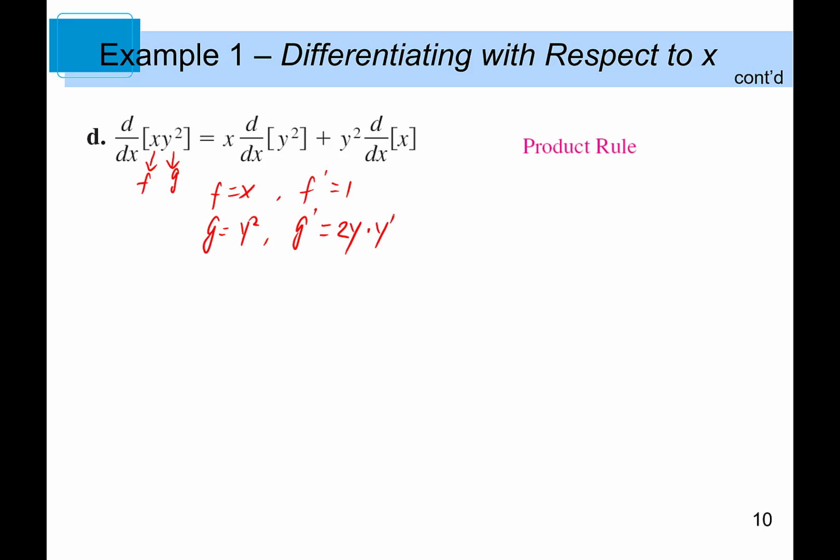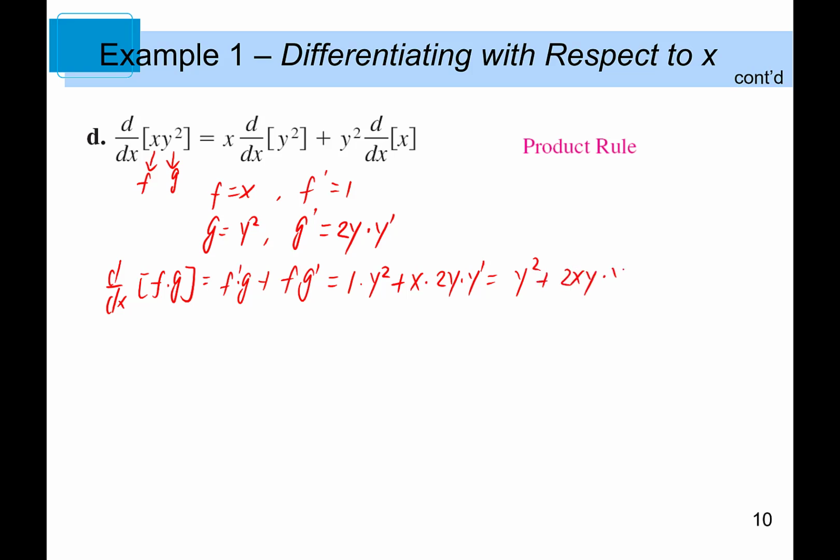Okay, so the answer should be written as d/dx of f times g. So we have f prime g plus f g prime. f prime is 1 times g, which is y squared, plus f, which is x, times g prime, which is 2y times y prime. So we get y squared plus 2xy times y prime.